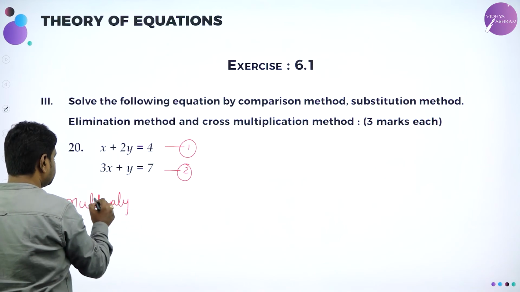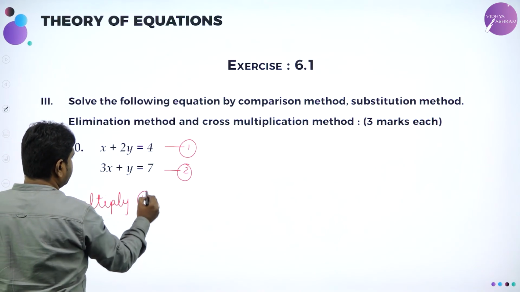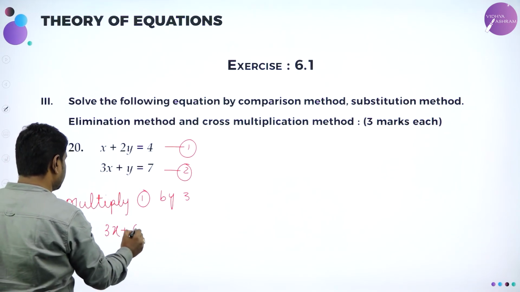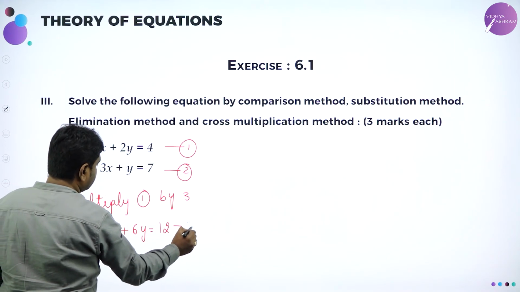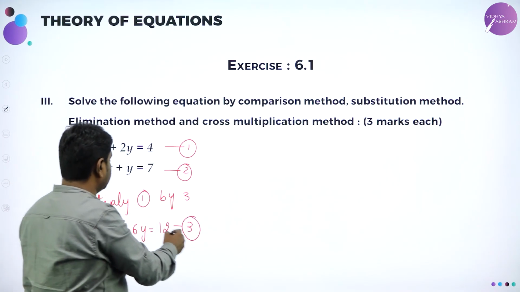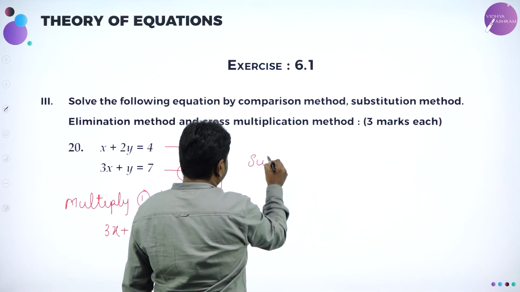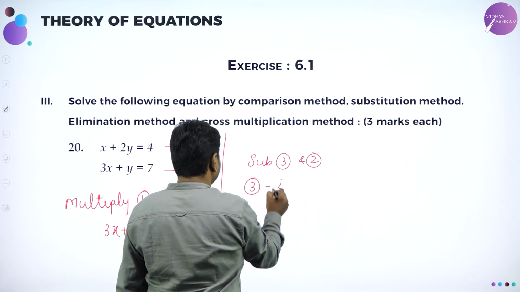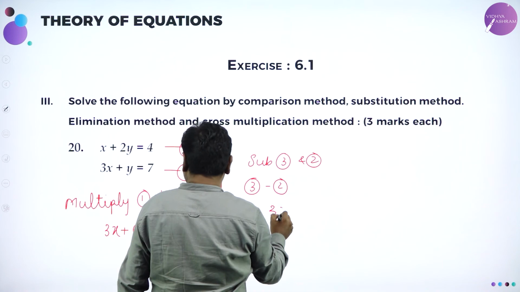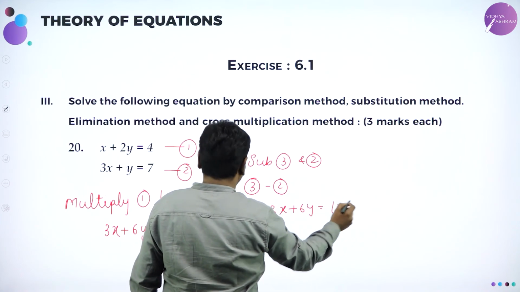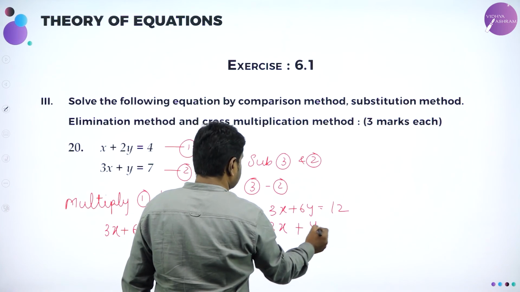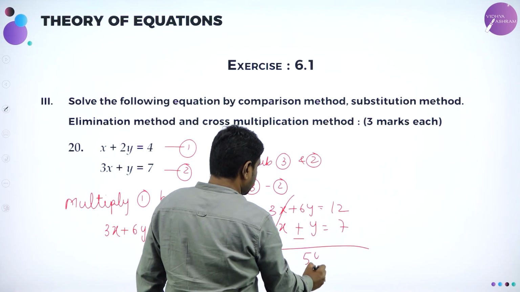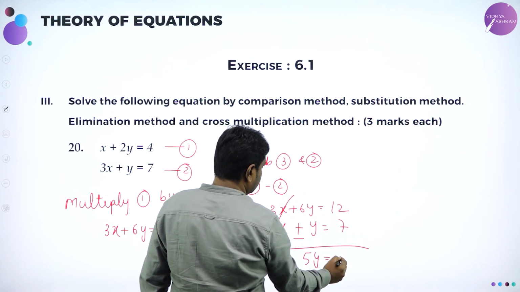Multiply equation 1 by 3. If you do that, it will become 3 into x is 3x plus 3 into 2 is 6y. 3 4s are 12. Call it as equation 3. So now subtract 3 and 2. So it will be 3 minus 2, LHS minus LHS. What is 3? 3x plus 6y is equal to 12. And what is 2? 3x plus y is equal to 7. Subtract them. When you subtract, sign changes. X cancels. 6y minus y is 5y. And further, 12 minus 7 gives you 5.